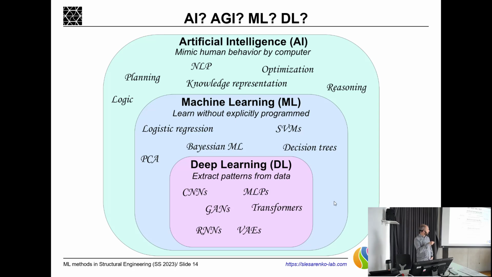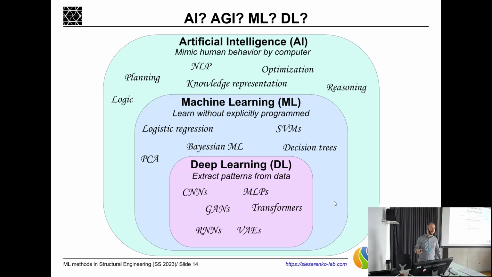So when we're talking about artificial intelligence, we're talking about the ability of a computer to mimic human behavior. In this case, everything that's related to human behavior, let's say planning, reasoning, logic, can be attached to AI. So it's probably the widest possible definition here. When we talk about machine learning, it's actually a subset of artificial intelligence. And here we're already talking about learning without being explicitly programmed. So trying to understand the world in some sense.